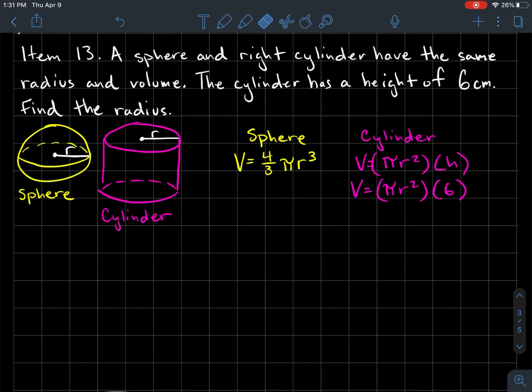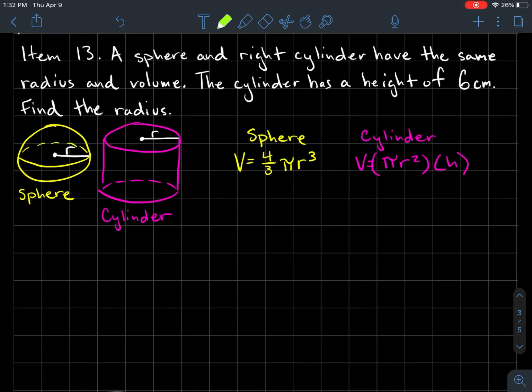Hey Matadors, welcome back. This is a continuation of the review for Big Ideas Math Chapter 8 mock test. This is item number 13. Let's go ahead and read it together, develop our plan of attack, and then we'll go ahead and solve.